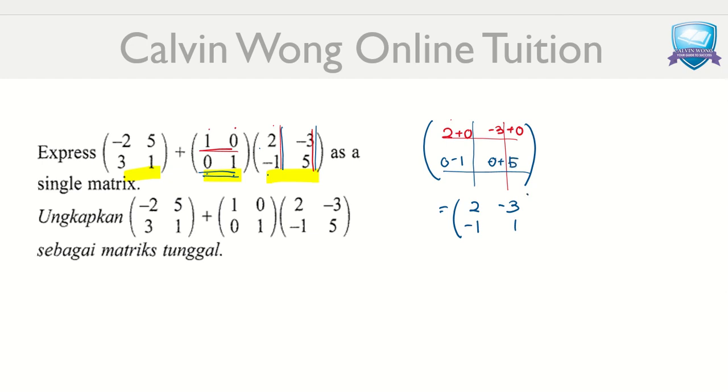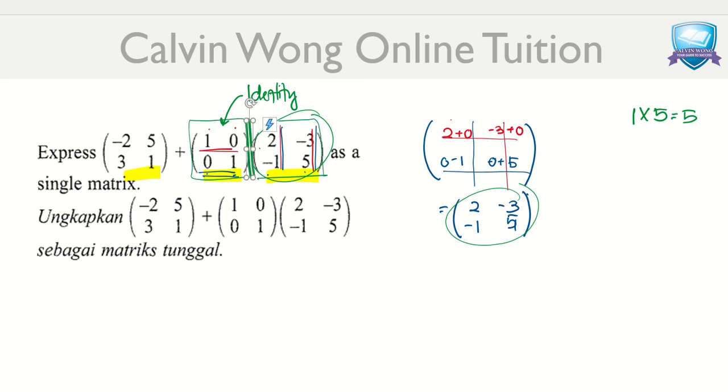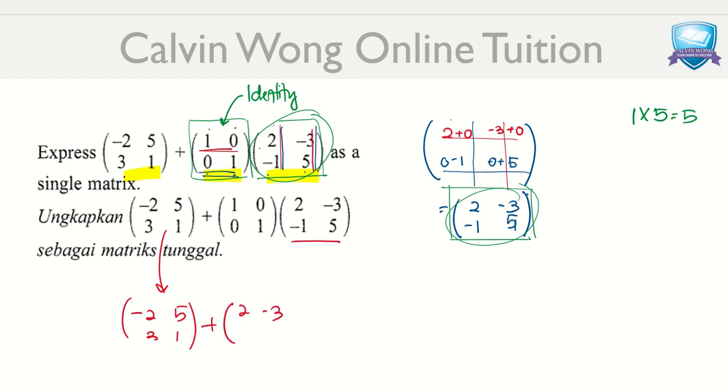5. This is 5. 1 times 5 is 5. Okay, you will notice that this becomes the answer. Okay, and we call this identity matrix. In layman's terms, we call it 1. 1 times 5 is 5. Identity times this one, you get back the same answer. So the conclusion is we can just write -2, 5, 3, 1 plus this 2, -3, -1, 5, and the answer is 0.